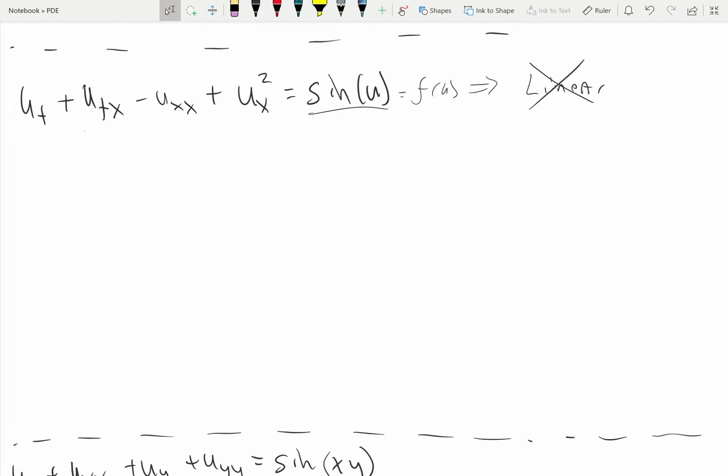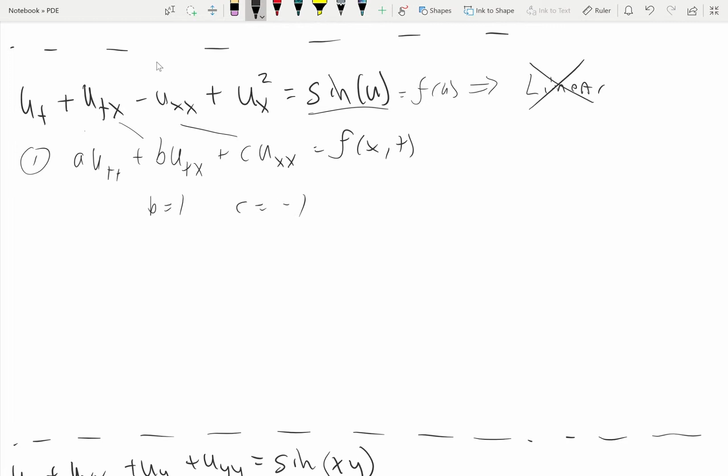Now, let's take a look at the left-hand side to see if we can determine what category it's actually in. So, using equation 1, which is A u_tt plus B u_xt plus C u_xx equals f of x and t, we could see here and compare that B is equal to 1, C is equal to -1, and there doesn't seem to be a second derivative of t, so A is equal to 0. Alright, so I'm going to write this as 0 times u_tt plus 1 times u_tx minus 1 times u_xx.